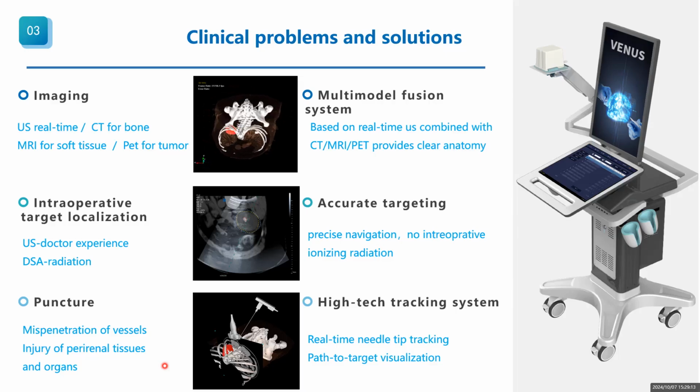Okay, so we use our fusion mode, and there's also an AI technique. Then we can aim the target place very precisely. So also we can navigate precisely. Our device can give the doctor precise navigation and no radiation during the procedure. Okay. And then the third part is the puncture for the PCNL.